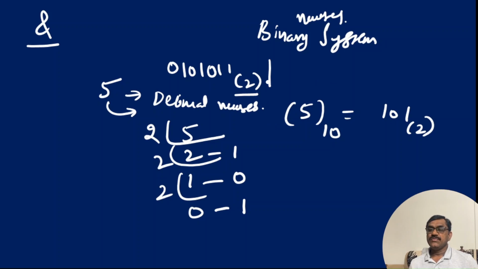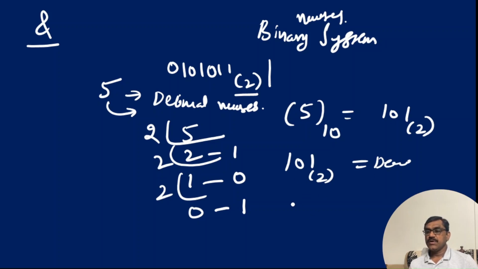Okay. Now why am I talking about this number system? Because before using bitwise AND, you should know these basic concepts: how to convert the decimal number system into binary and binary number system into decimal. So this is the conversion from decimal number into binary. Now how to convert this binary number system into decimal? That also we will see.